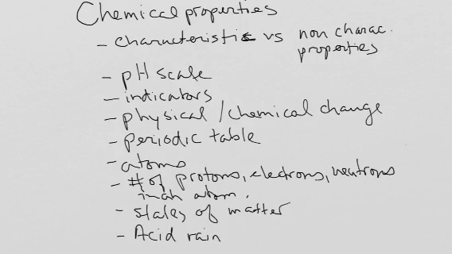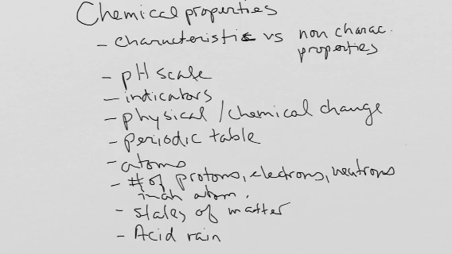Characteristic properties was also another big one. We started off with characteristic versus non-characteristic properties. We looked at chemical and physical changes. We did a lot on the pH scale. Okay, acids and bases. How much more acidic or basic is something than something else? We looked at different indicators. Which one is more efficient?